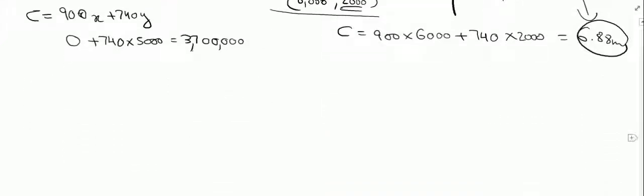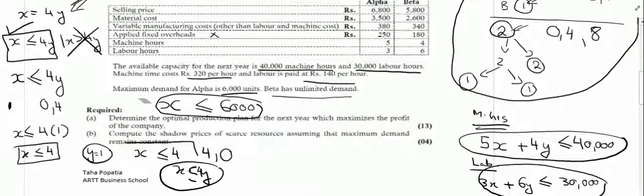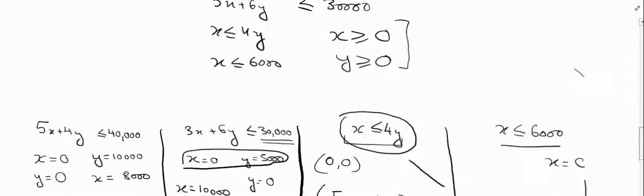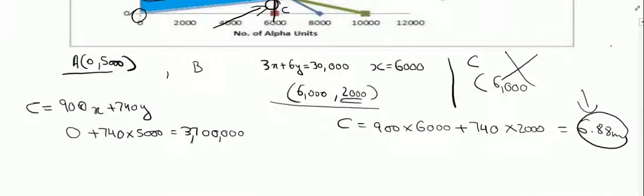Okay, the question has one more part, and in that part it says compute the shadow prices of scarce resources assuming that maximum demand remains constant. So you have to calculate the shadow price. And what is shadow price? If I had one more unit of scarce resource, how much can I increase my contribution by?